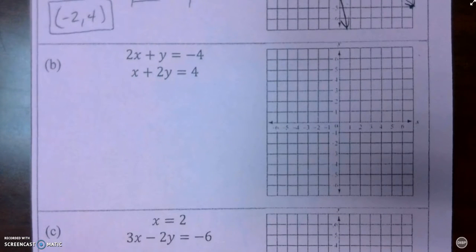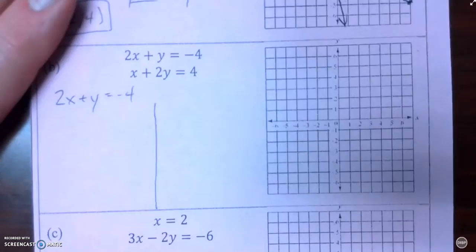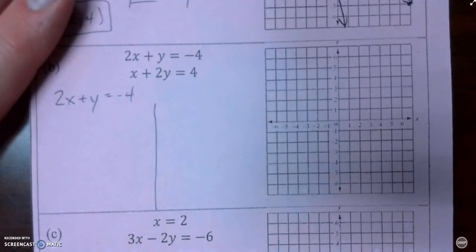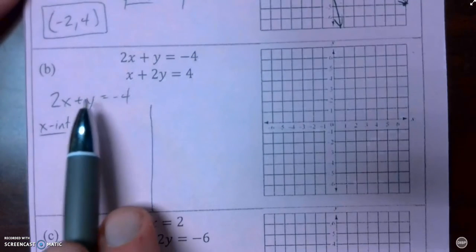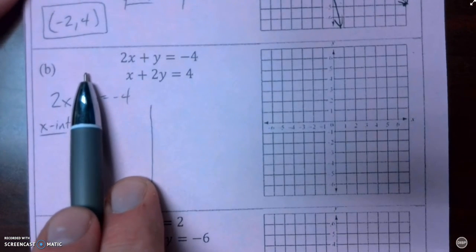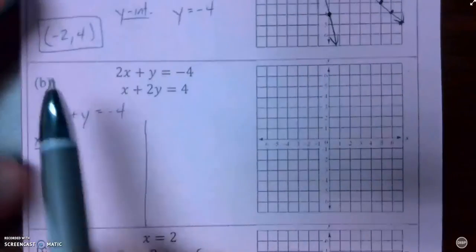Let's take a look at B. In B, neither one of these is solved for y. So what I might want to do is work each one separately. I might want to start with 2x plus y equals negative 4. And I'll find the x-intercept. I'll cover up or cross out the y term. If I cover up the y term, the equation reads 2x equals negative 4.